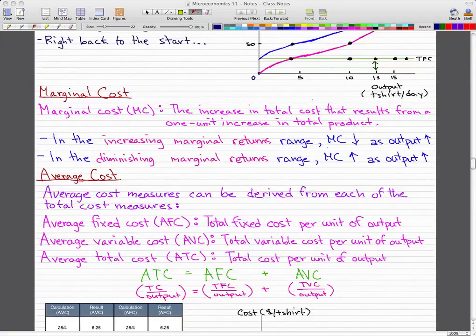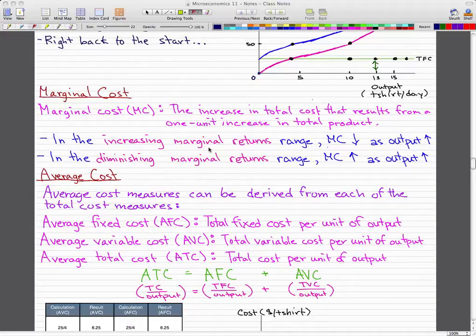We're going to talk about marginal cost and average cost. Marginal cost is the increase in total cost that results from a 1 unit increase in total product. And when we're talking about increasing marginal returns, that means that as we make more and more of a product, the cost of making that extra unit of product actually decreases. So our marginal cost decreases.